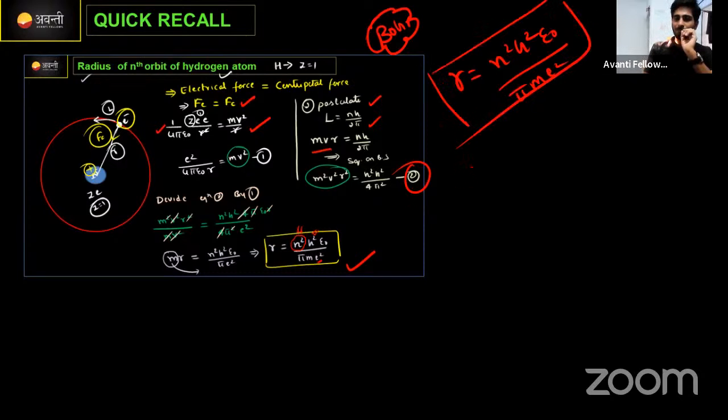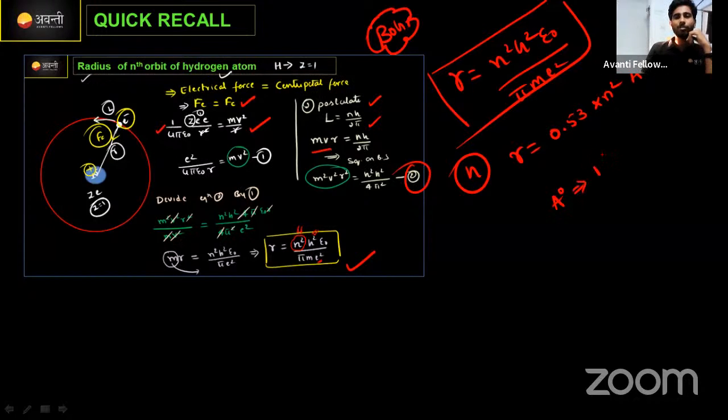Here, apart from the n value, all are constants. If you substitute all the values, then we will get the value of the radius equal to 0.53 into n square angstrom. N is the number of the orbit, that is, the different energy level numbers, correct? That's why n square is not a constant, it will change. Angstrom also I told you, the value of an angstrom is 10 to the power of minus 10 meter. Clear? This is all about the radius we discussed.